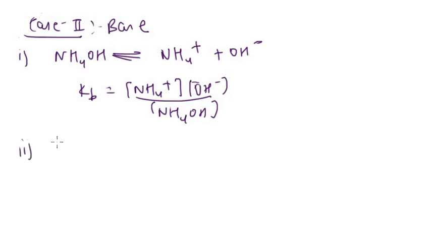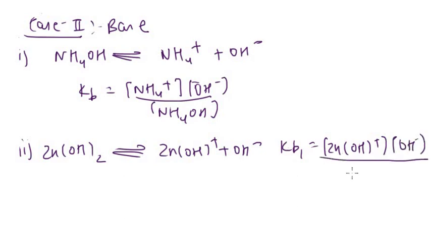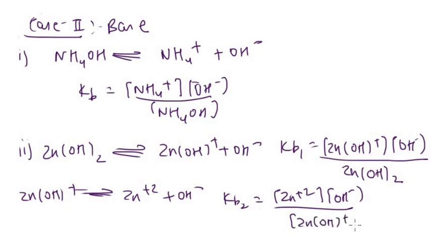Unlike that, in case of a diacidic base, zinc hydroxide, it will dissociate into ZnOH plus and OH negative. So here Kb1 is ZnOH plus times OH negative divided by Zn(OH)2. Now ZnOH plus dissociates to Zn+2 plus OH negative. So here it is Kb2. Kb2 is defined as Zn+2 times OH negative divided by ZnOH plus. KB1 and KB2 are similar to how acids have Ka1 and Ka2.